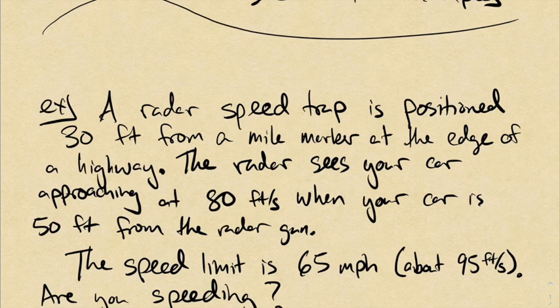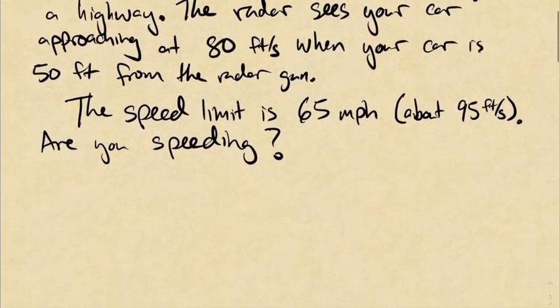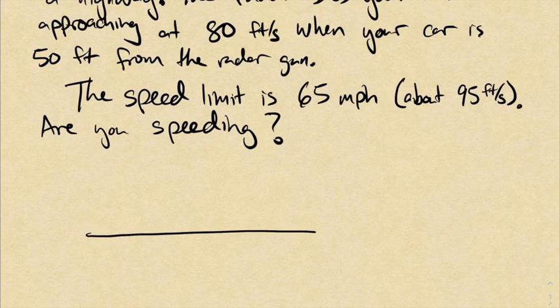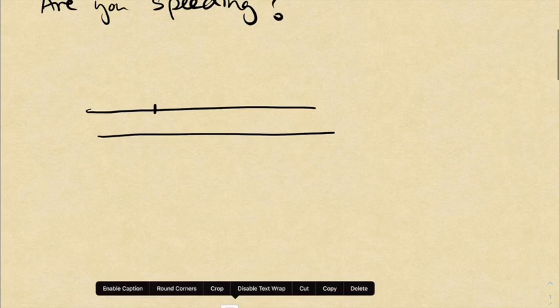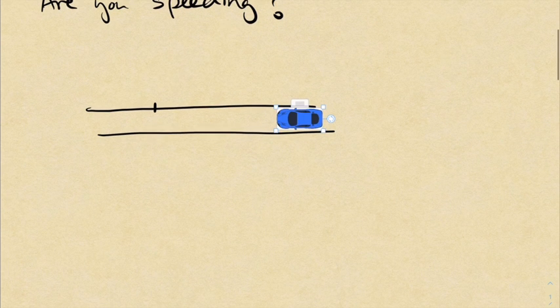So the question is, if the speed limit is 65 miles per hour, are you speeding? So we'll start this question and all these questions with a picture. Maybe we can draw the road. We can put the mile marker here, and I stashed some pictures here that I can use for our setup.